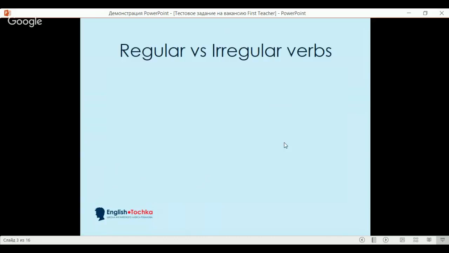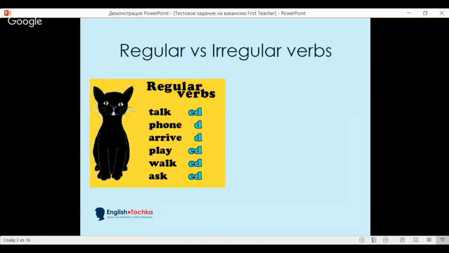So, regular verbs. Regular verbs behave according to the rule. For example, we add ed. Talk, talked. Phone, phoned. Arrive, arrived. Play, played. Walk, walked. Ask, asked.